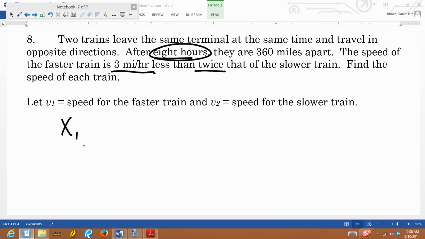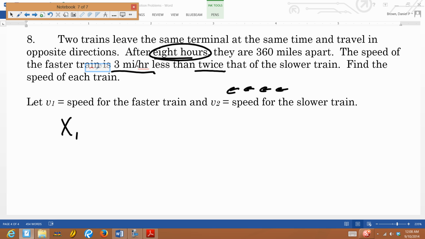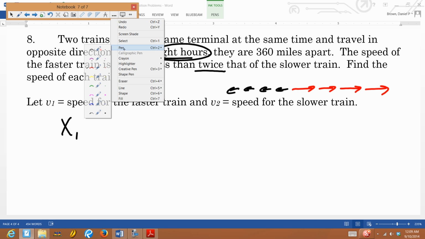Okay, so x1, actually I'm going to sketch this really quickly. Like we did earlier, we have a slower train going one way, and then we're going to have a faster train going the other way. Alright, and they go for 8 hours. I don't have 8 sets of arrows there, but that's fine for now. Let's go ahead and jot down the equation for the slower train.